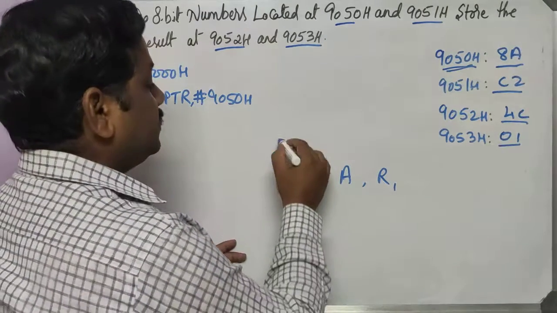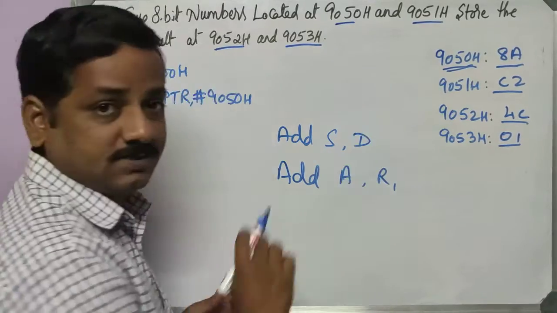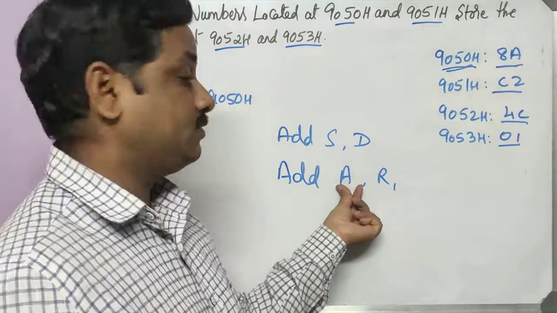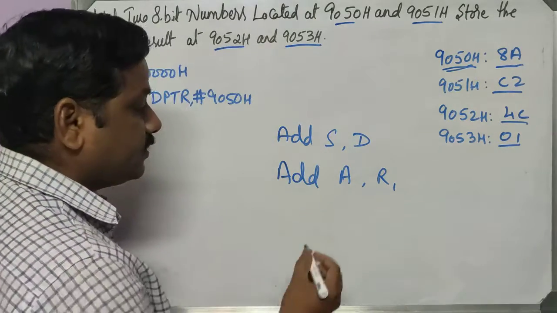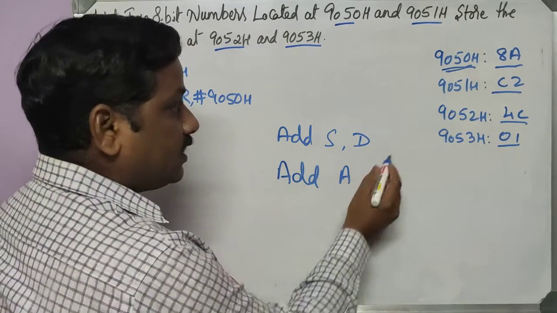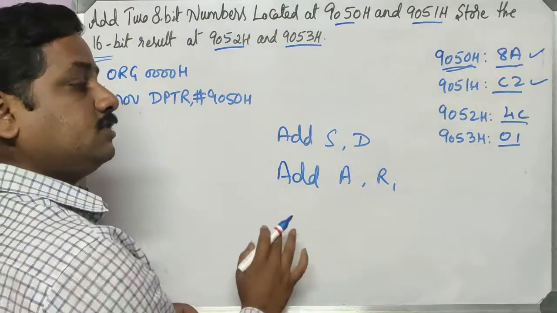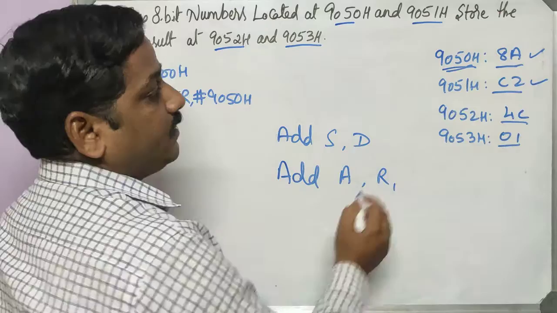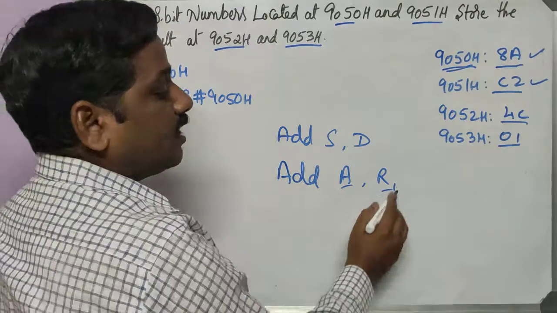Generally this syntax is add, this is an instruction, then the source comma destination. Now here I am using accumulator as a source, destination is R1. Now, these are the two data which need to be added. According to this logic, one data should be in accumulator, the other data should be in R1.